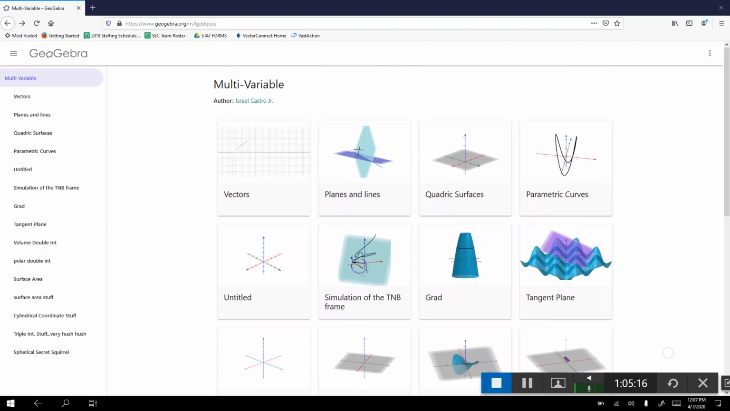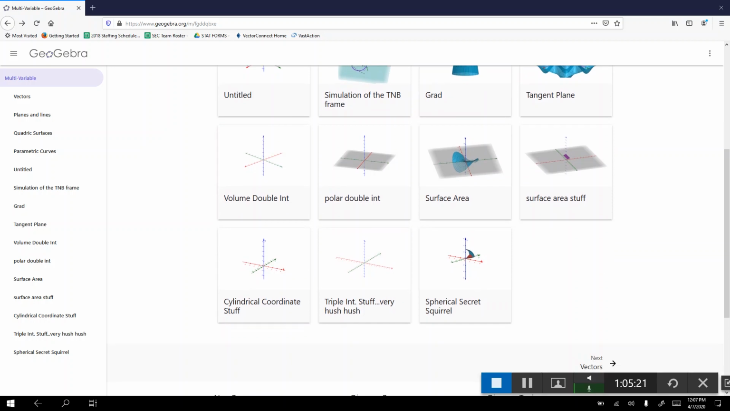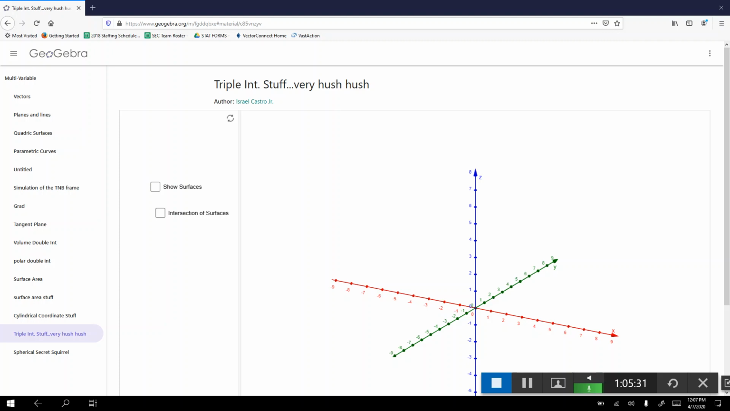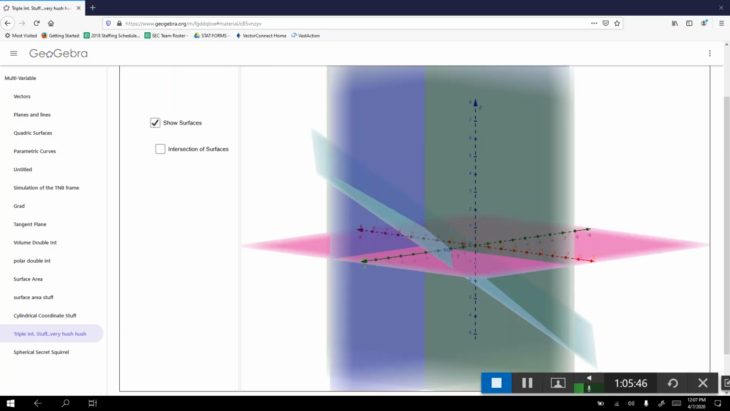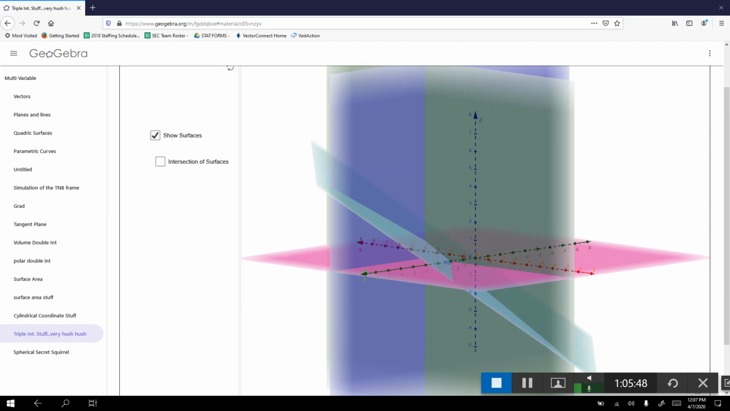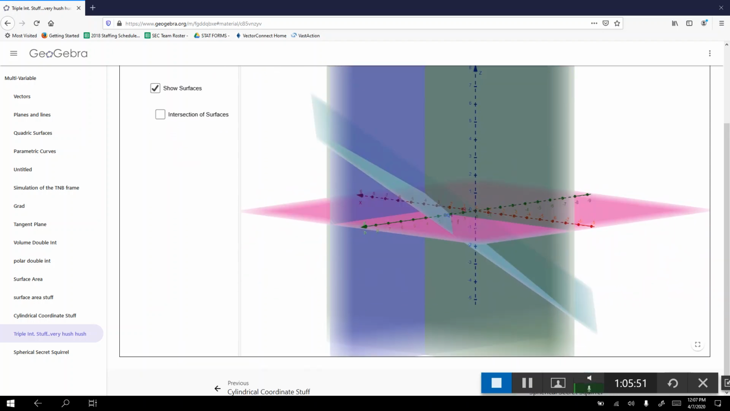Alright, so back onto the multivariable GeoGebra course that I have set up for us. Once we go down here to this very last example, the one that says triple integral stuff, very hush-hush, I want to click on that one, and that one's actually going to be this example that I have given to you all previously. That says I want to start looking at this surface-wise. So I'm going to look at this surface-wise, and I'm going to say show the surfaces, and here's all of those surfaces. Alright, nice.